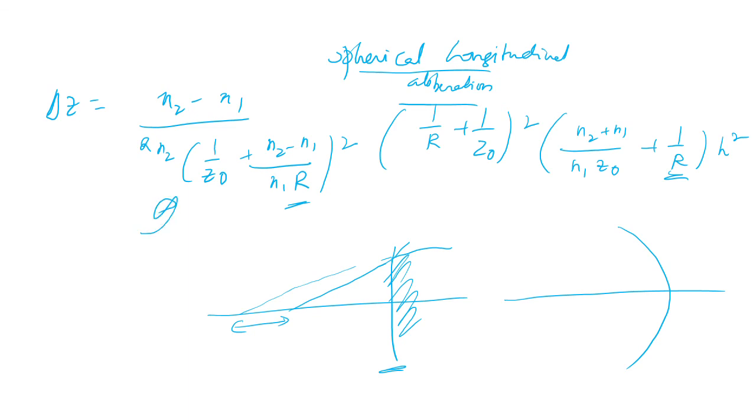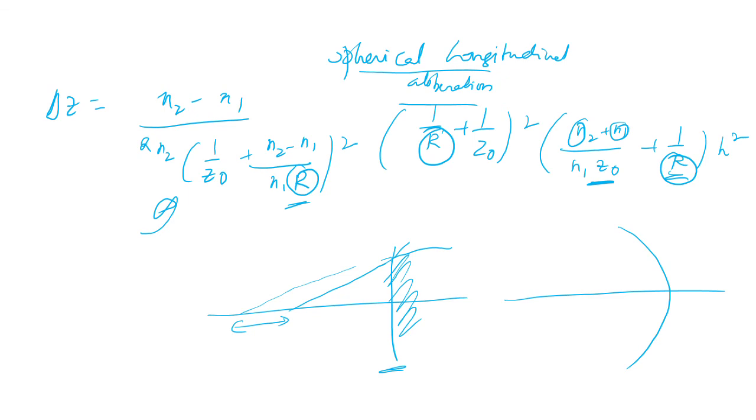So the reason I would like to show you this expression is that I want you to realize that the aberration depends upon the radius of curvature. It also depends upon the refractive index, right? It also depends upon Z0, which is the object distance, where you place the object.